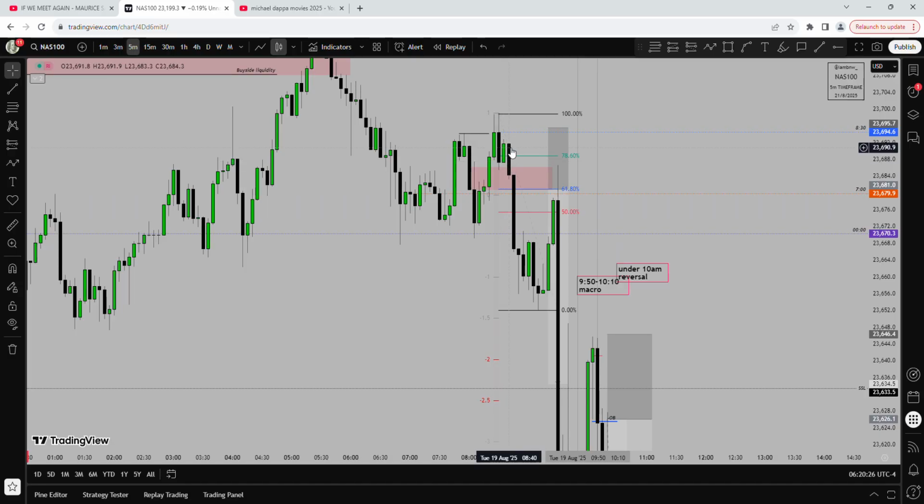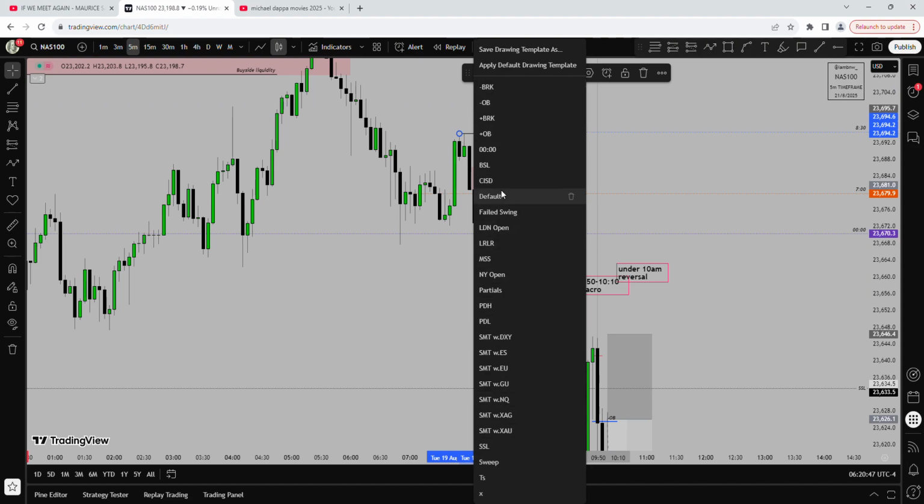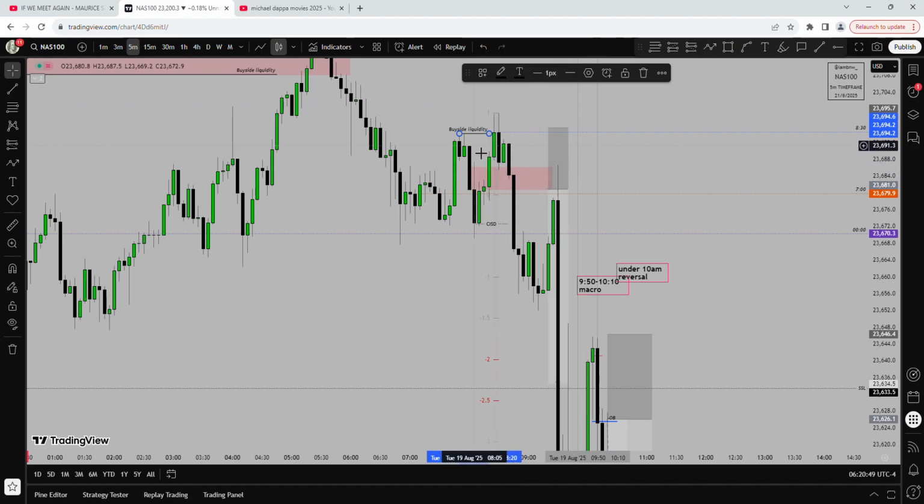So I was just waiting for price to displace below this low with an FVG to confirm, because I'm already liking that price has taken out, let me take this off. Price has taken out buy side already. Price has taken out buy side liquidity, so I'm just waiting for an entry.